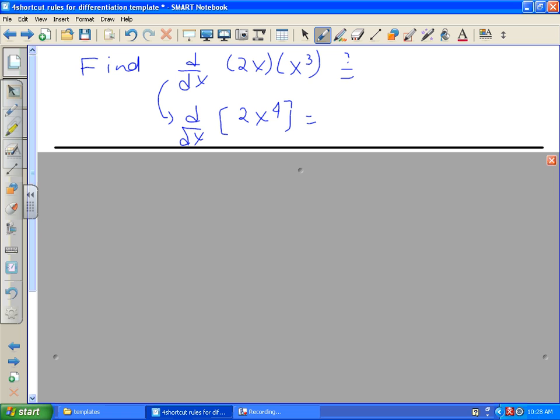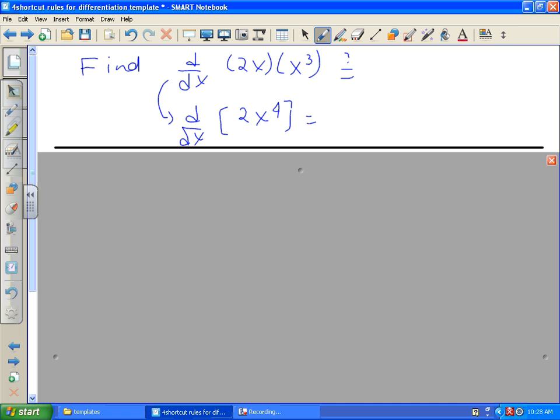Okay? For example, say we wanted to find the derivative of 2x times x cubed. There's a product there, right? First, let's multiply them together. What is it? 2 times x to the fourth. Would you all agree? Okay. Now, what is the derivative of 2 times x to the fourth?